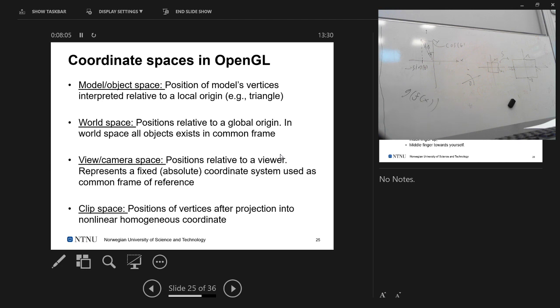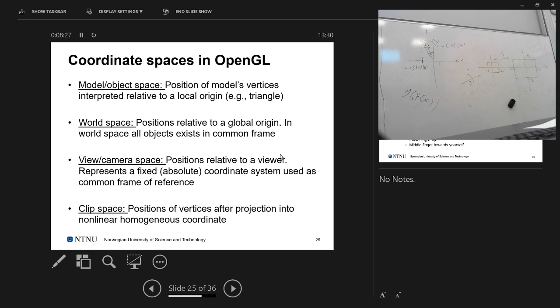Right. So now to the more general space. What I talked about until now is more or less about how you move your local coordinate system with respect to a global one. Right? How you move your object around in the world. But you have more spaces. You have many spaces in OpenGL. I will only talk about 4 of them now because that's what we really need. But these 4 we need to know.